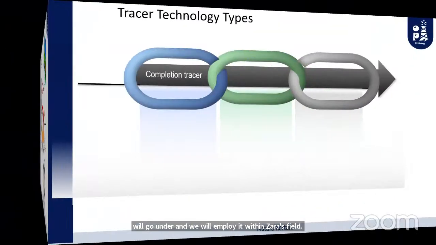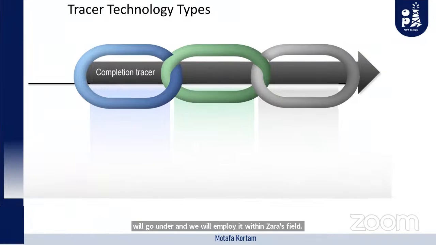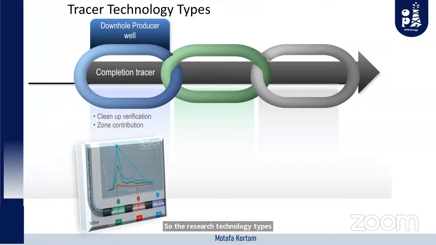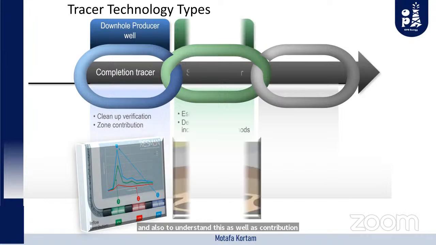For the tracer technology types, we will start with the completion tracer, which is used just to place the tracer within the wellbore. The major outcomes are clean-up verification and understanding the zonal contribution of each compartment and each buffer cluster.